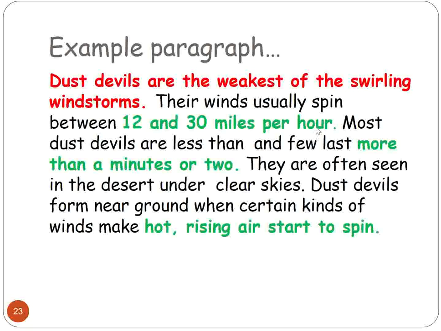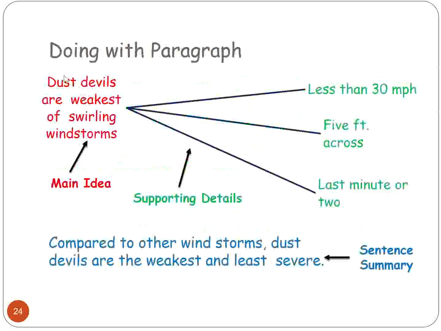Okay. So once again, this time the words highlighted in red are highlighting the topic, whereas words highlighted in green are the supporting details. Dust devils are the weakest of swirling windstorms. Less than 30 miles per hour, 5 feet across, last a minute or two. So these are the supporting details. So all these details, this entire material, is converted into one sentence.